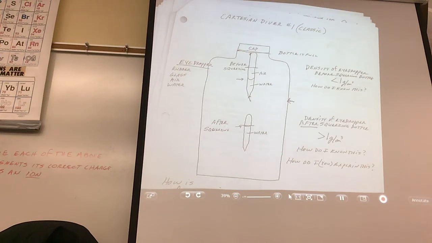Now, if I can pass this around, but I ask you not to tilt it sideways. That's what happened. Don't tilt it sideways. And then I wanna do one more. Go to the next page now. You'll find Cartesian diver number 2.